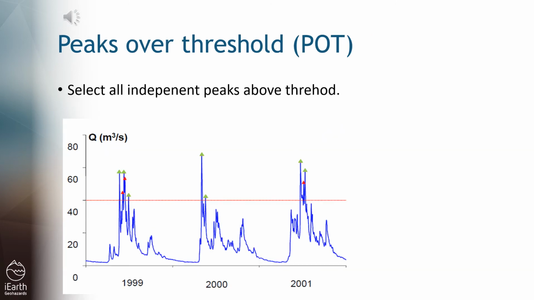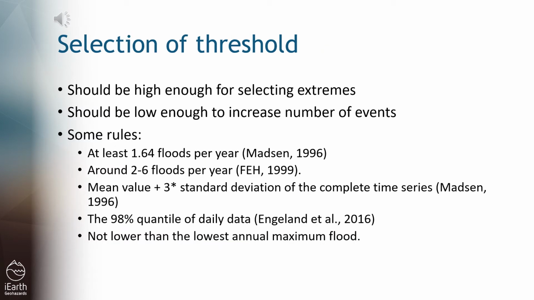An alternative approach to analyze floods is to select independent flood peaks above a threshold. The main motivation for this is that for most catchments we will get more data and thereby reduce uncertainty when we estimate design floods. The challenge is to select a reasonable threshold and to determine which peaks are independent. The selection of a threshold is a trade-off between bias and variance in flood estimates. It should be high enough for selecting extreme floods and thereby minimize the bias in our estimates. Simultaneously, it should be low enough to increase the number of flood events, so we reduce the estimation variance.